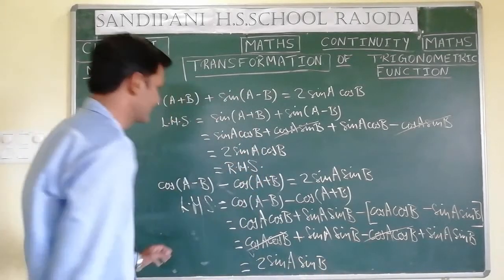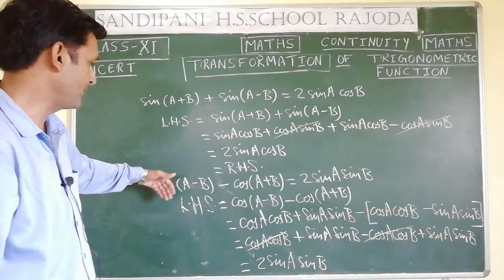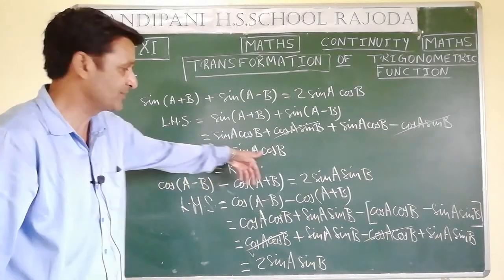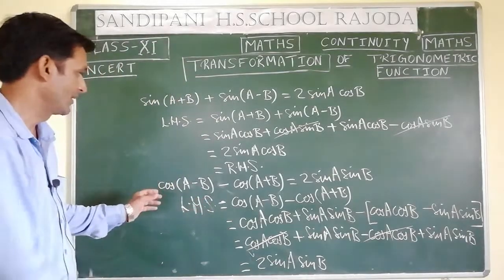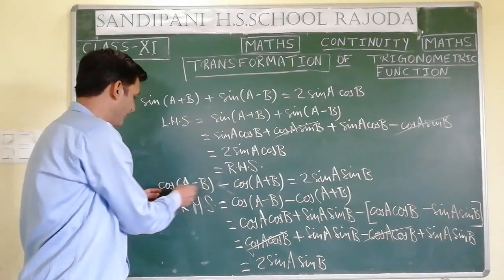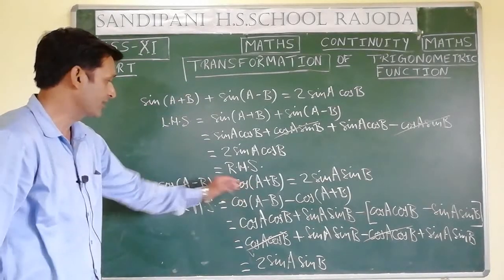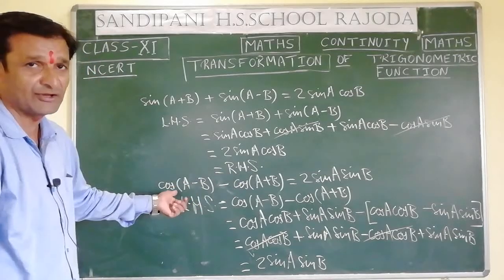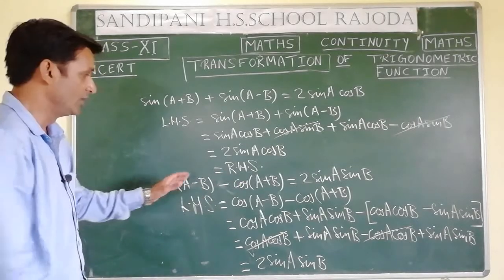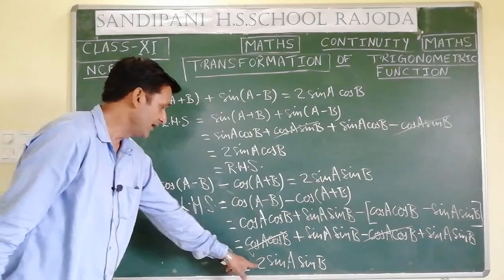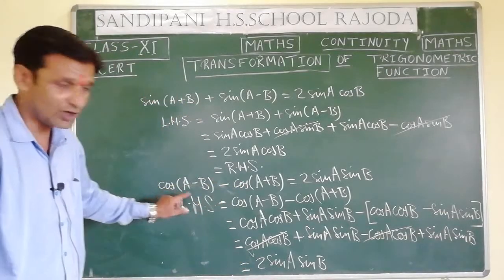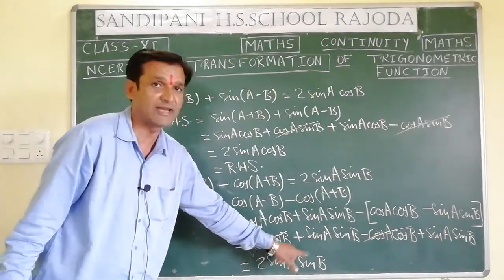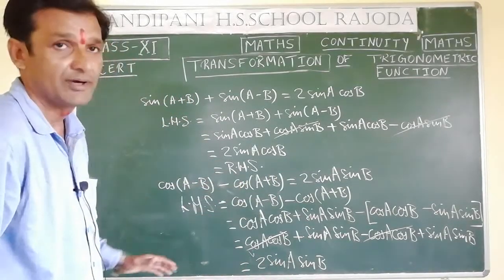In case if we are writing cos (A plus B) here and cos (A minus B) there, then this part will be negative, because if we want to take the minus sign common from here, then cos (A plus B) will be positive and cos (A minus B) will be negative. So here that minus sign will be shifted. So cos (A plus B) minus cos (A minus B) is equal to minus 2 sin A sin B. This you have to remember always.